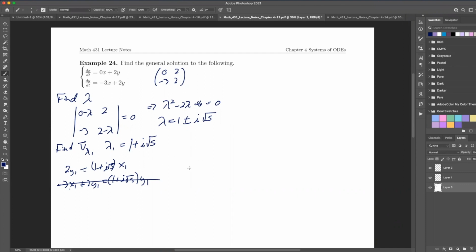And so what does this mean? Well, here I actually don't need to simplify it, right? I'm just going to choose x1 to be 2 and y1 to be this mess. So 2 and 1 plus i square root of 5. There's our eigenvector. Okay. How did I choose that? I chose x1 to be the coefficient on the y and y1 to be the coefficient on the x. I almost always do this, it just makes it easier. So here I have an eigenvalue and an eigenvector, which is complex, and that's all you need. You only need one.